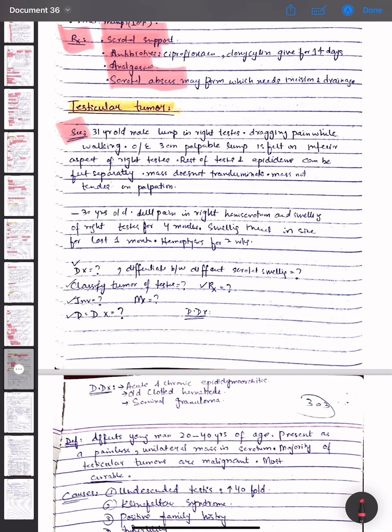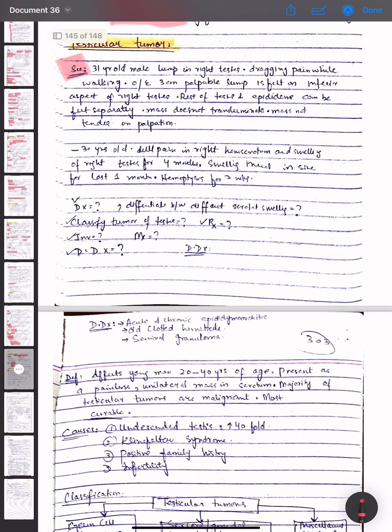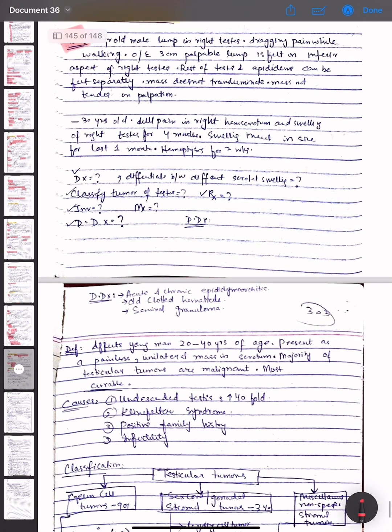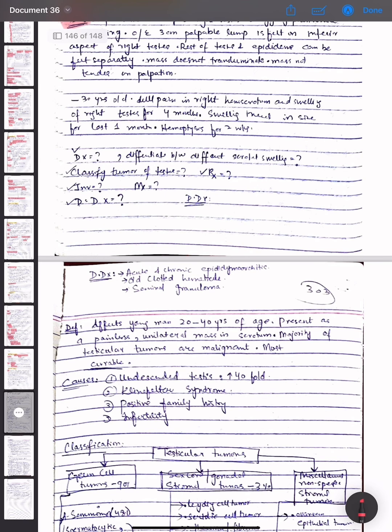Another scenario is a 30-year-old with dull pain in the right hemiscrotum and swelling of the right testis for 4 months. The swelling has increased in size for the last 1 month. Hemoptysis for 2 weeks is present. So what is the diagnosis? Differentiate between different scrotal swellings, then classify tumors of the testis, the treatment options, the investigation, the management, and the DDs.